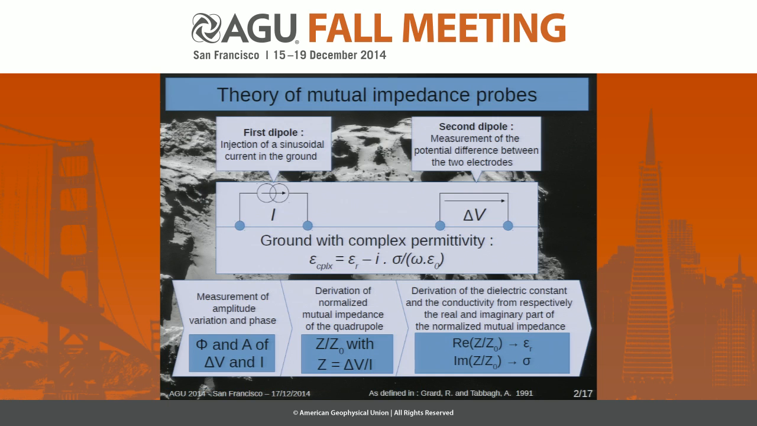First I'm going to present to you briefly the theory behind the instrument and how we correct our data, and then I'm going to present our data with the preliminary interpretations we have done of it.